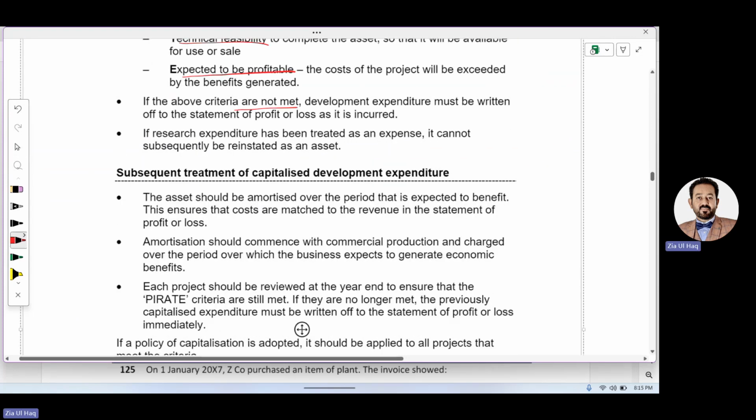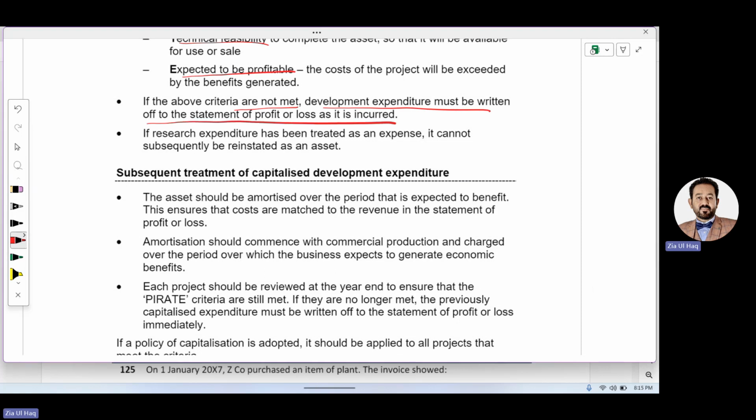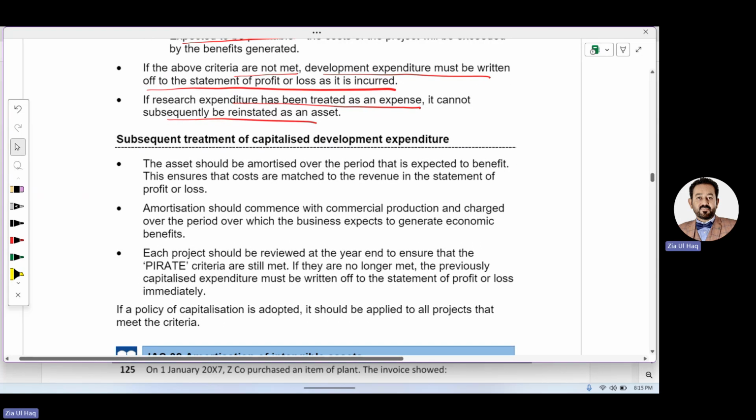If the above criteria are not met, development expenditure must be written off to the statement of profit and loss account. If research expenditure has been treated as an expense, it cannot be subsequently reinstated as an asset. And we need to check the criteria of development cost every year. If in the previous year we have capitalized an intangible asset as development cost by meeting criteria, if next year it is not meeting any one of the criteria, we need to expense out all the asset. It will not remain as an asset. And development cost should be amortized over its useful life.